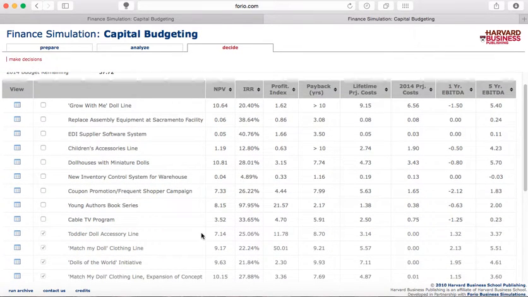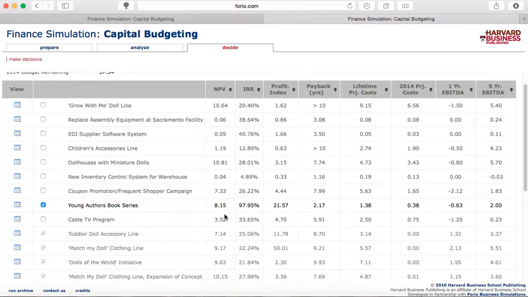So looking at these numbers, something that I have chosen frequently in my other simulations would be this Young Authors book series. It's got a high net present value, a high internal rate of return, and very high profitability, as well as a low payback. So we're going to see this profitability in 2.17 years, and it's very low cost for our company.